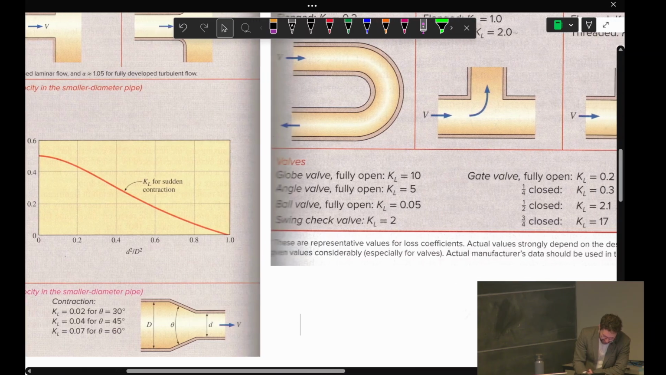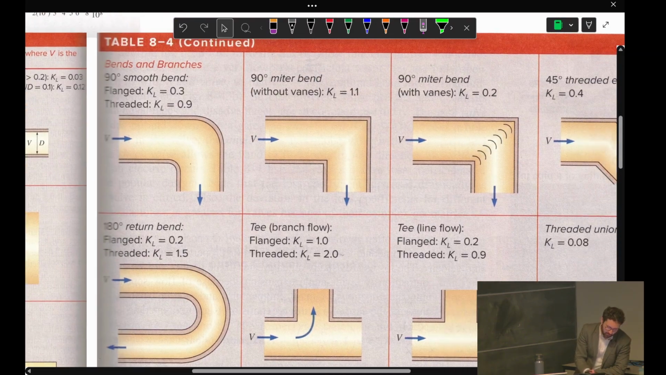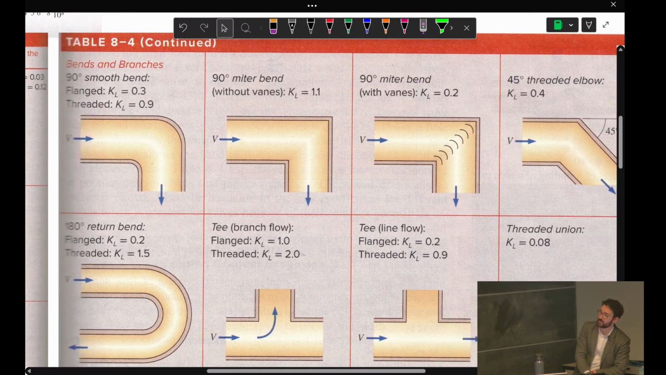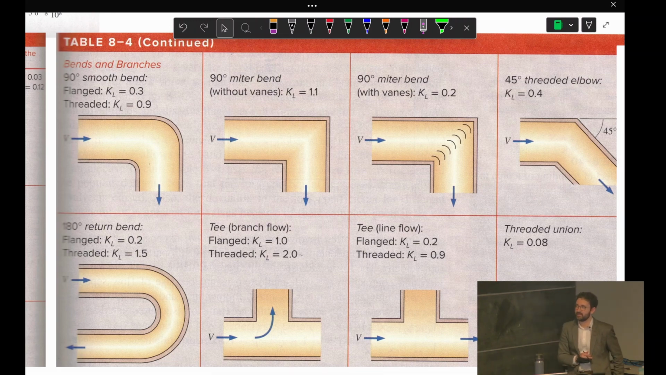And there's also some ones for bends and valves and T's and all that there. So there's some practice on the homework for how to calculate this. For your project, I have provided the loss coefficients that you need to use. So this is part of creating a level playing field for the competition part of your project.